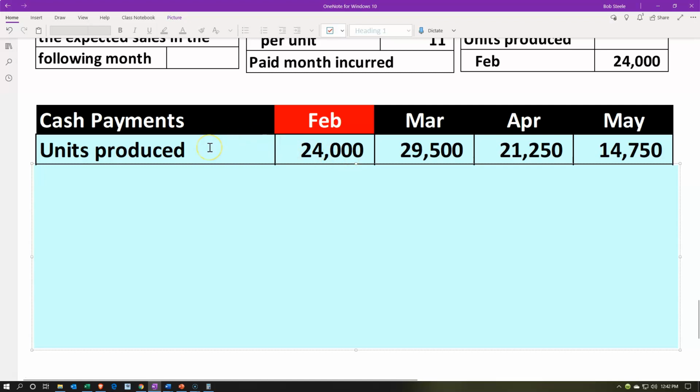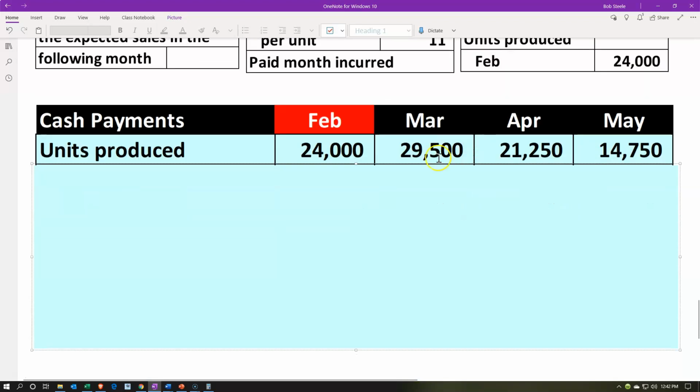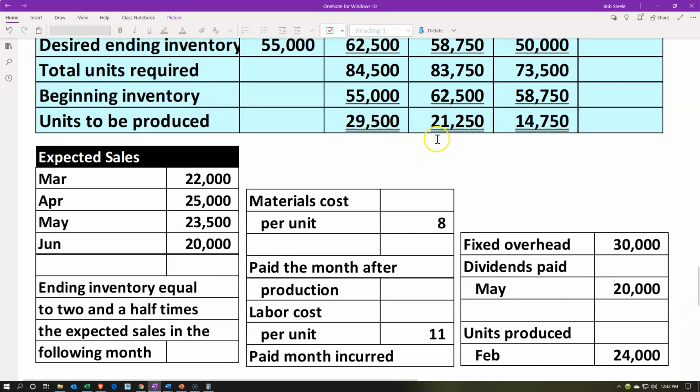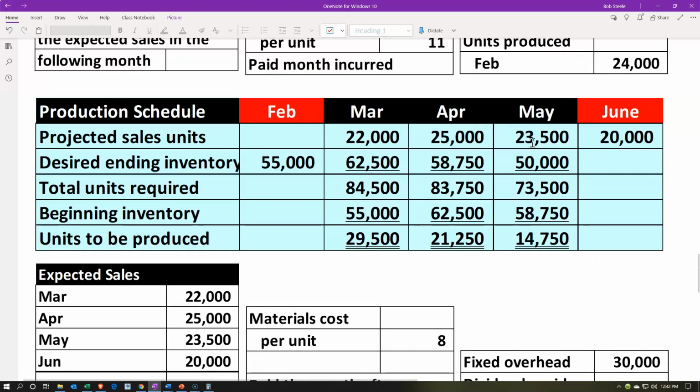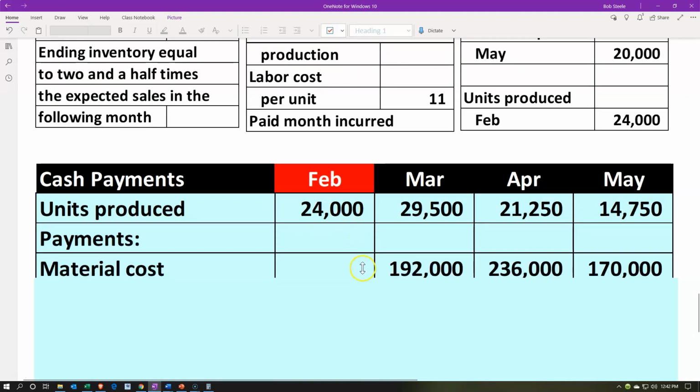So I'm going to pick up the same units produced. These are going to be the 24,000, which was given in the data for February. And then we have March, April, and May, which we have just calculated up top in the production schedule. So now that we have the units produced, we can think about the payments.